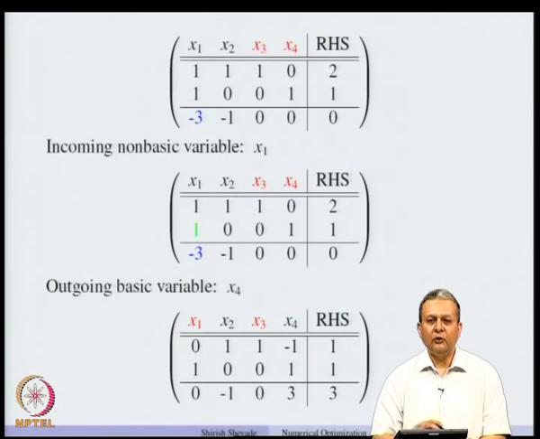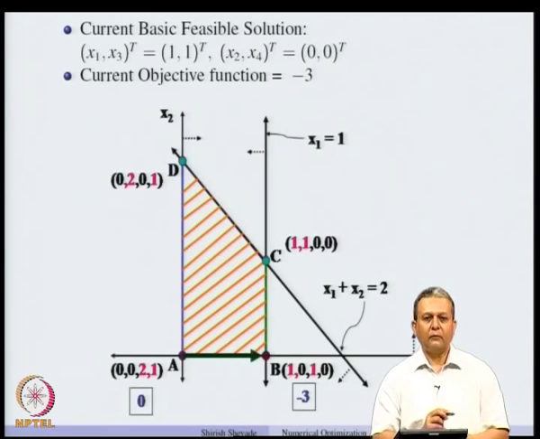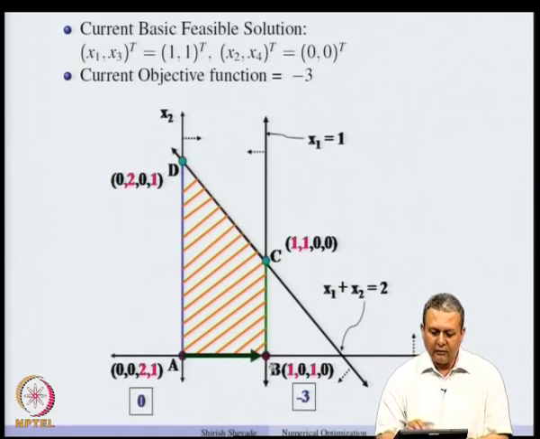And it was just ensured that the identity submatrix of this matrix corresponds to the basic variables x1 and x3. Now, this entry is 3, so which means that the current objective function value is minus 3. So, we have the basic feasible solution, which is x3 equal to 1 and x1 equal to 1, the current objective function value is minus 3, and the relative cost of the non-basic variable x2 is negative. So, let us see this geometrically. So, we have the current basic feasible solution, which is x1, x3 to be 1, 1 and x2, x4 to be 0, 0. Current objective function value is minus 3, and this is indicated here.